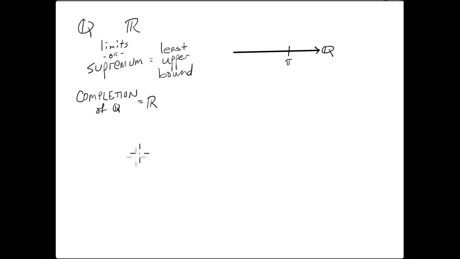You just fill in all the holes. No matter if it's infinitely dense, there's still holes in it. Fill in all the holes. Now it's completed. And you make a new set. You've added in new points. You've made a new set. Okay.